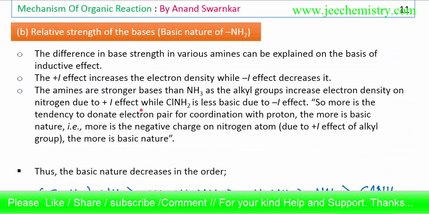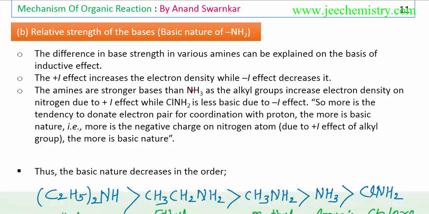Relative strength of the base, basic nature of NH2. We have learned about the acidic strength of carboxylic acid and alcohol. Now we will learn about the basic strength. We will learn that as the plus I effect increases, the basic strength increases.